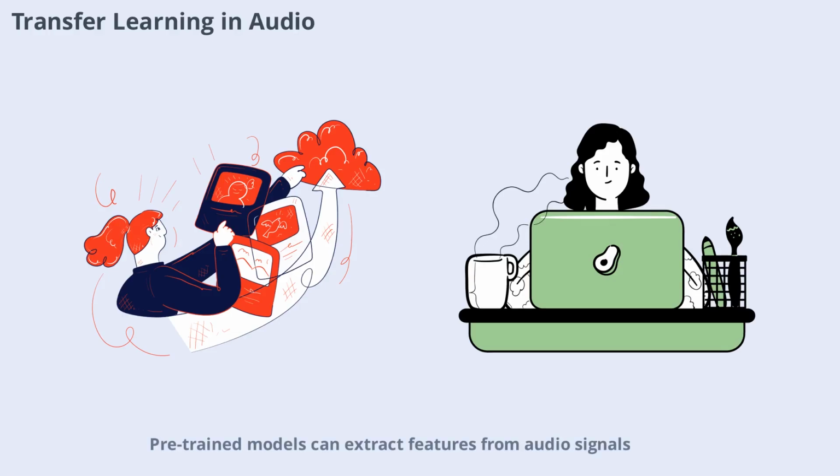Audio and speech recognition have also benefited from transfer learning. Pre-trained models can extract features from audio signals, making it easier to build systems for speech-to-text, speaker identification, or emotion detection. This approach reduces the need for large, labeled audio datasets and speeds up development.